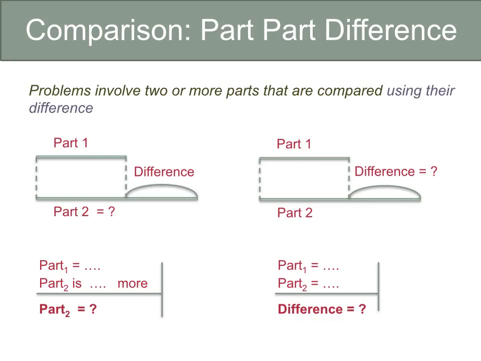Comparison via difference, or part-part-difference problems. Problems involve 2 or more parts that are compared using their difference. In one-step problems, the pictorial models again have 2 parallel lines. However, the meaning is now different. The first line represents the first value and the second line represents the second value. Any of the parts or their difference can be unknown.